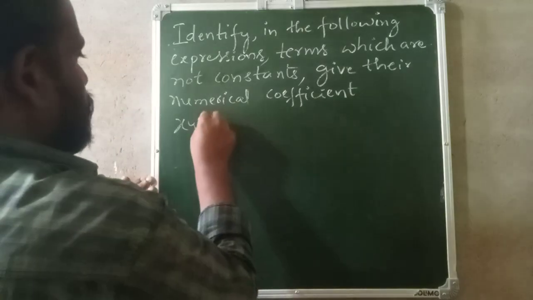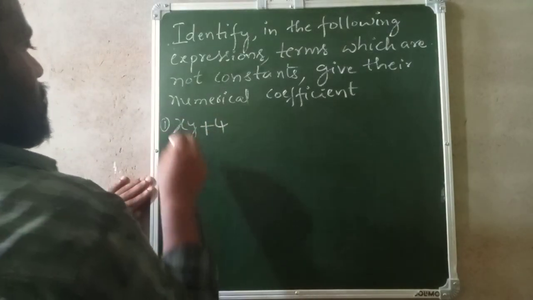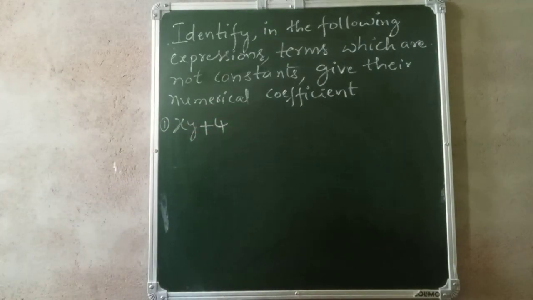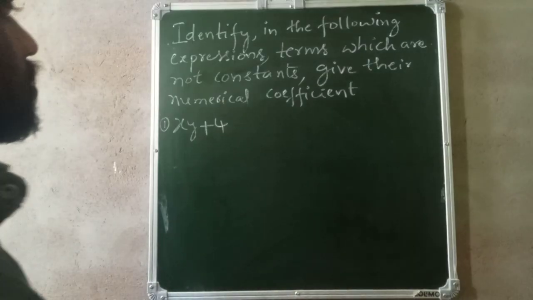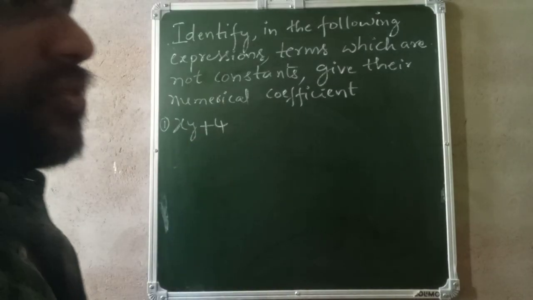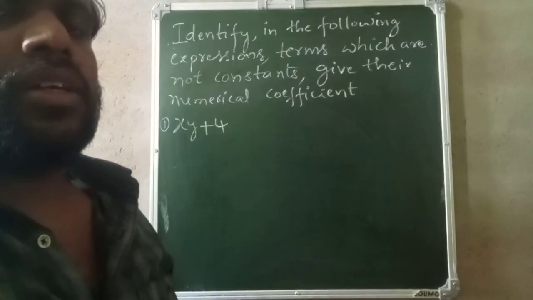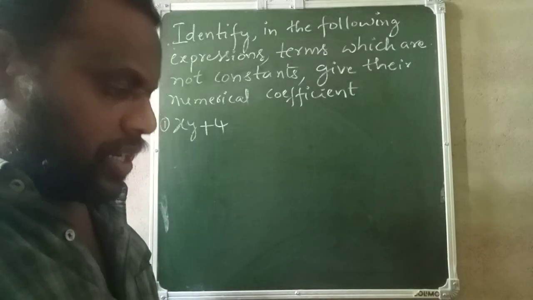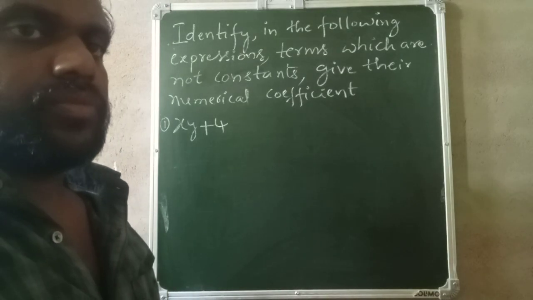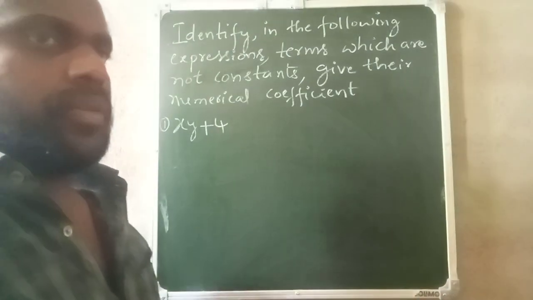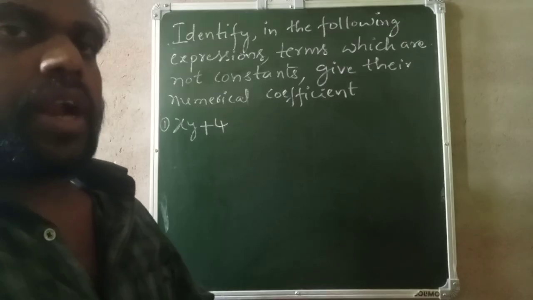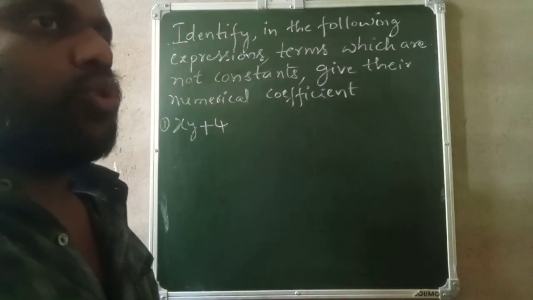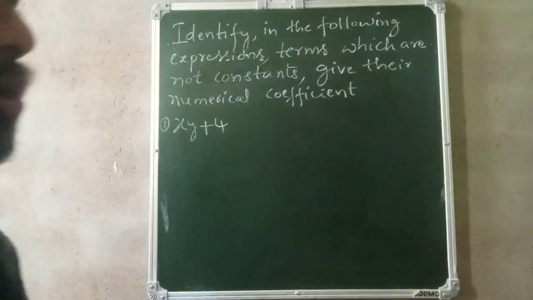So xy plus 4. So this is an expression. In this expression, we have to identify the term that is not constant. Okay? We have to identify the term that is not constant, and after identifying, we have to write the numerical coefficient of that term.